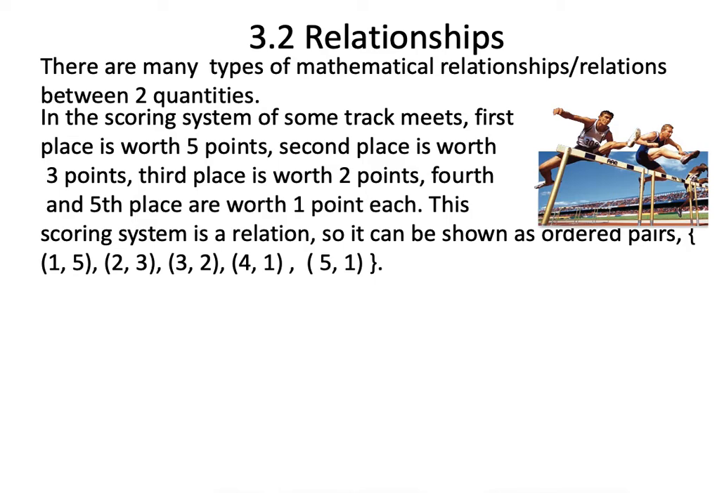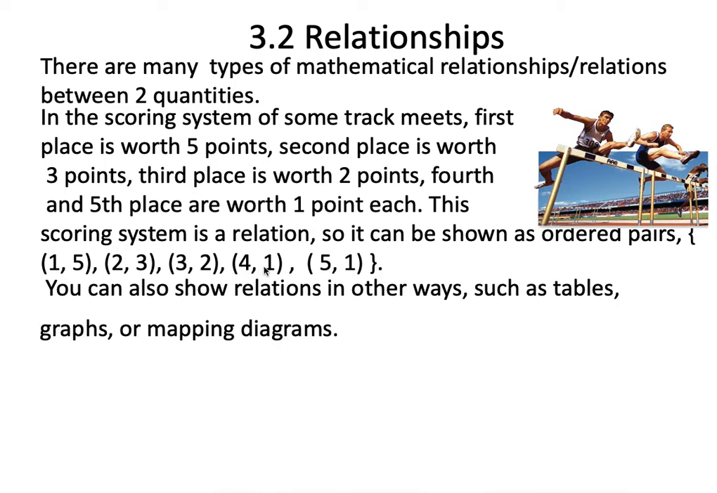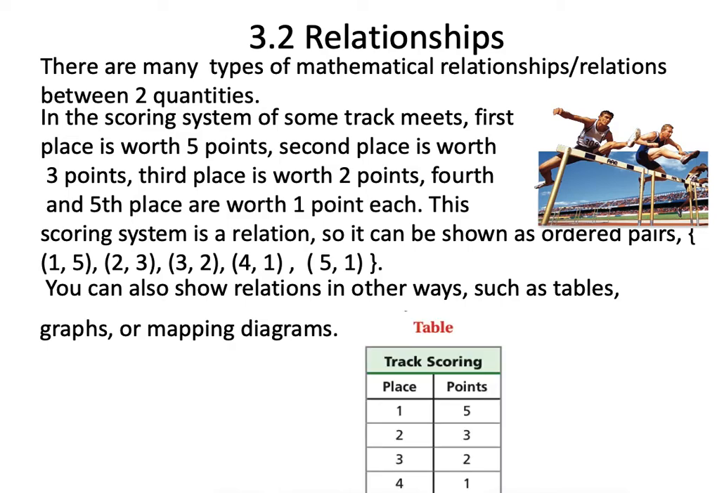Okay, you could take this system and represent it as a set of ordered pairs. This 1-5 could stand for first place, 5 points, right? And this 4-1 could say fourth place is worth 1 point. There are also other ways to show relationships, such as tables, graphs, or something called a mapping diagram. And we're going to take a look at some of those right now, right?